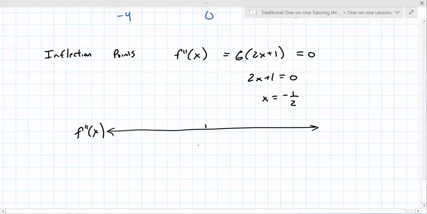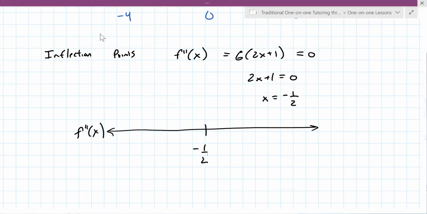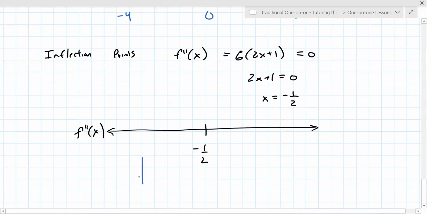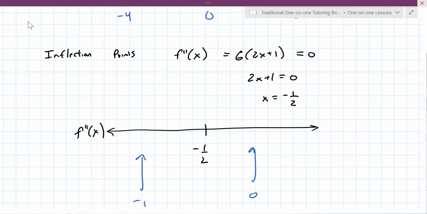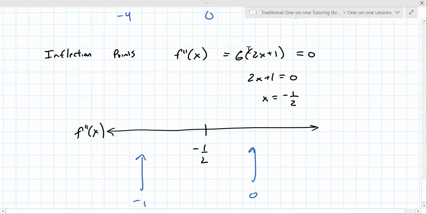So you just put in minus 1/2 here. And you test a point to the right and to the left. Now you could use the same points as above. That really doesn't matter. I'm going to go with 0 and -1. Just be sure you actually choose the point, left and right. I've seen some weird stuff happen on tests with students. So again, 6 is always positive. 2 times 0 plus 1, that's positive. Positive times a positive is positive. -1 gives you a negative in here.